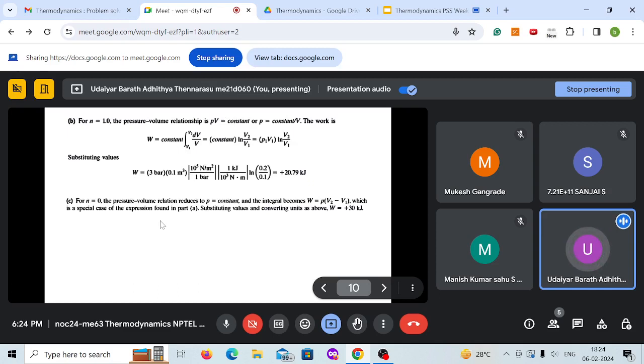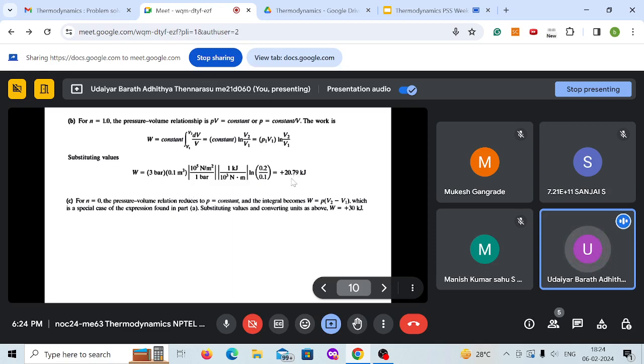Now when n equals 1, we go back to the previous work expression. Work is the integration of P dV. Now n is 1, so PV equals constant. You can write pressure as constant by V. Take the constant out and integrate with respect to V. For that, you get ln V2 by V1, and the constant is nothing but P1 V1. So the work comes out to be P1 V1 ln V2 by V1.